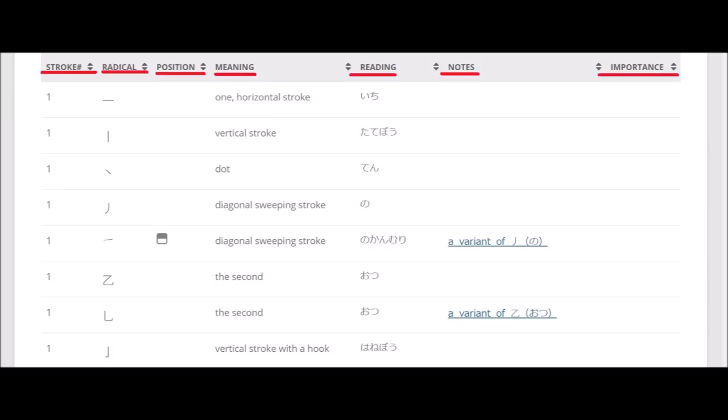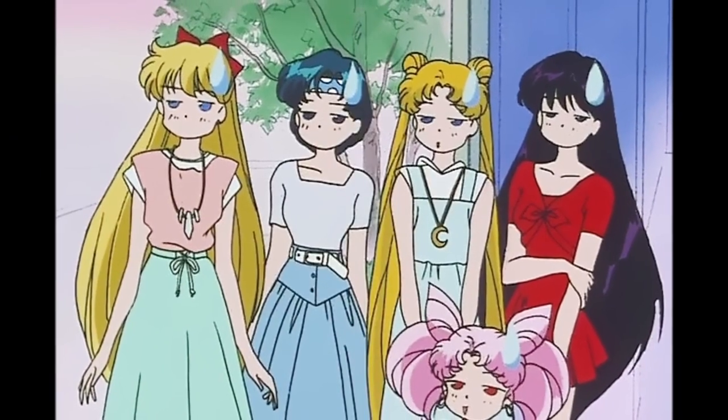Importance is like how often do you actually use this radical in kanji. So first we have ichi, which means 1 or a horizontal stroke, then tatebo, which is a vertical stroke, ten, which is a dot, no, which is a diagonal sweeping stroke, no kanmuri, which is a diagonal sweeping stroke again, and you'll see it has kanmuri after it because kanmuri notates that the radical is on the top of the kanji. Then you'll have otsu and otsu again. So note the 2 different ways that this radical is written. Yeah, that's another fun thing about radicals.